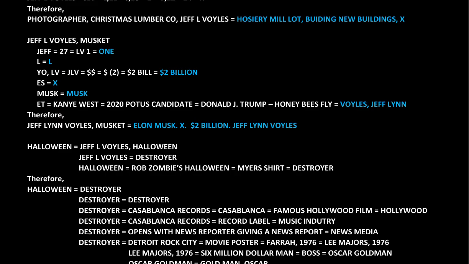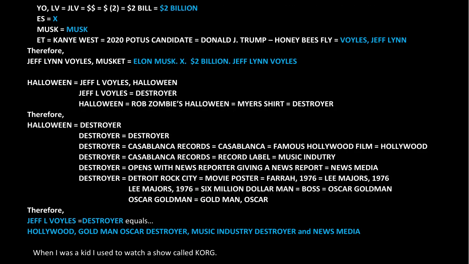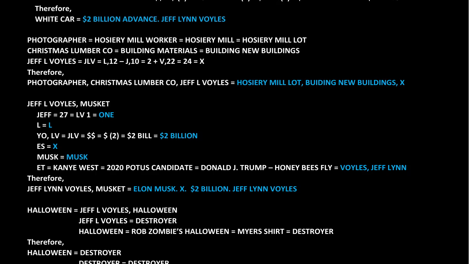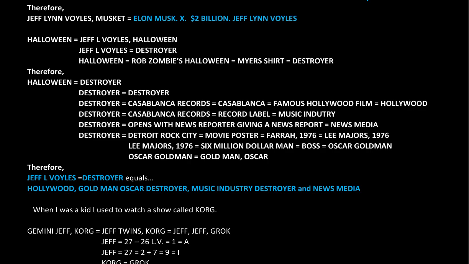So far we've got that Elon Musk is supposed to give me, Jeff Lynn Voiles, a $2 billion advance. And he's supposed to buy the old hosiery mill lot and begin building new buildings for his X headquarters there. All right.